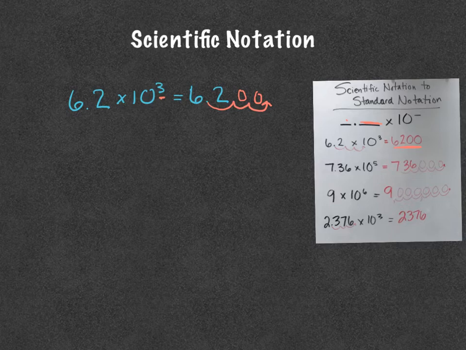Okay, then if we get a larger number, we have 7. Whoop, goodness gracious.